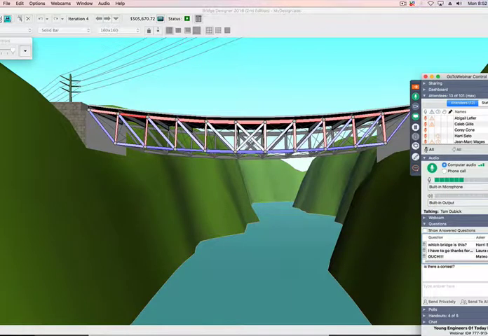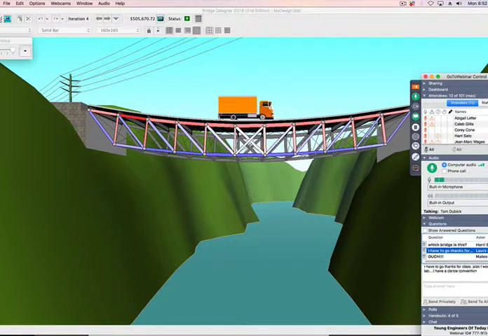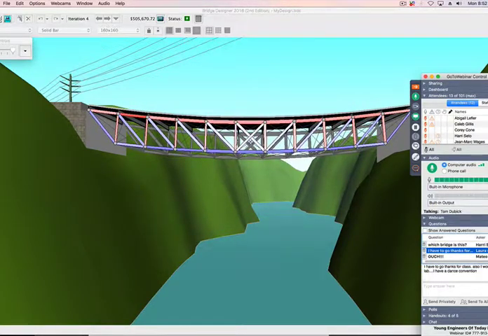Any questions? I'm going to go down there. Oh, which bridge is this? This is a Pratt. Thanks. Good luck with your dance convention, Laura. Good luck.